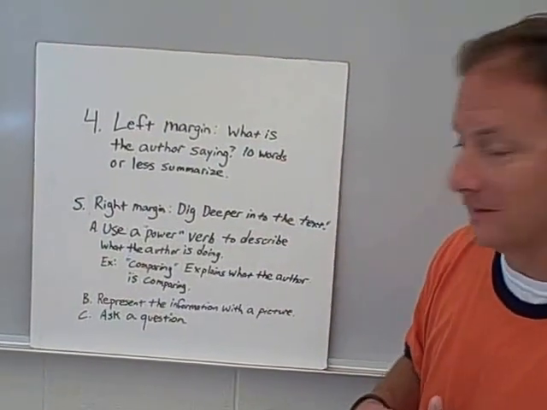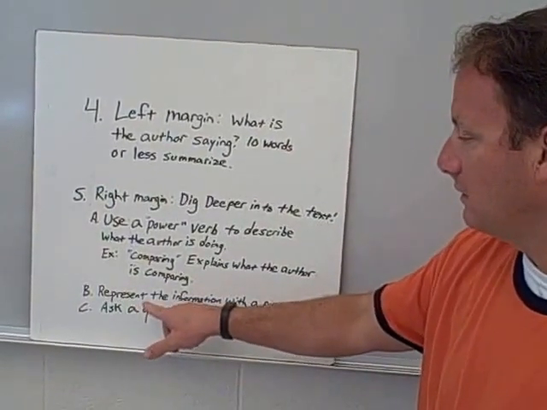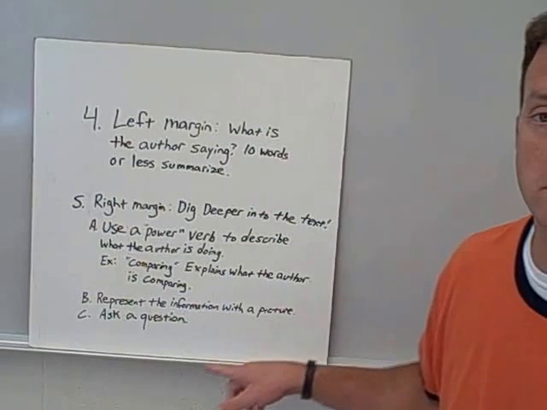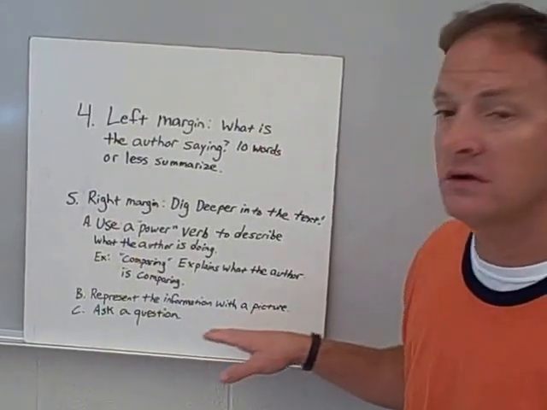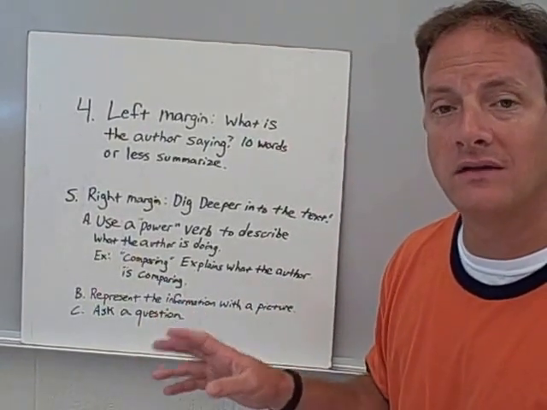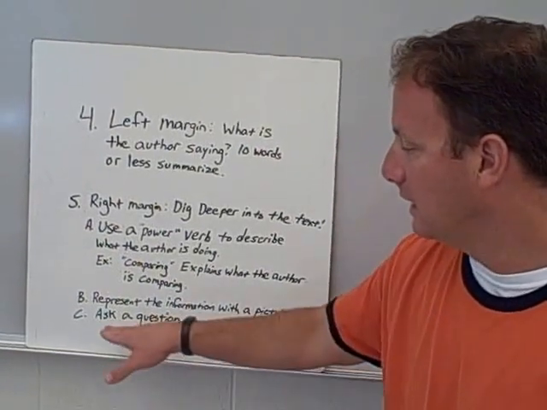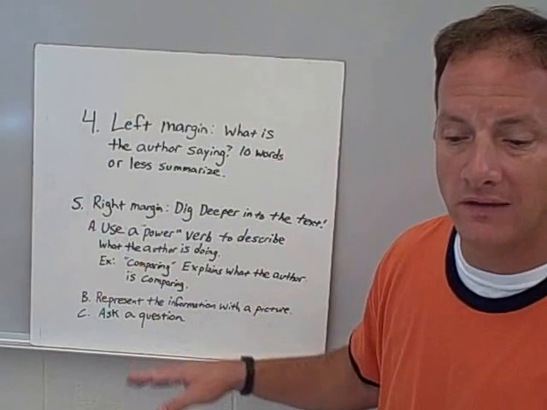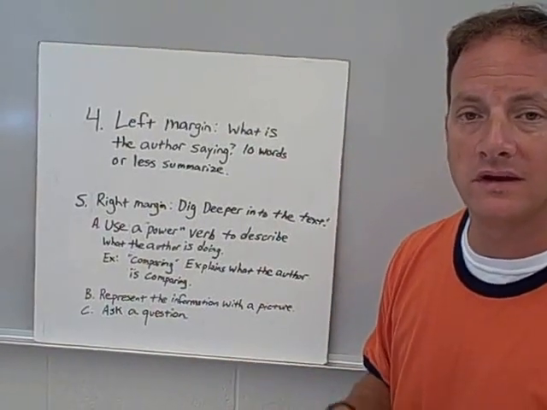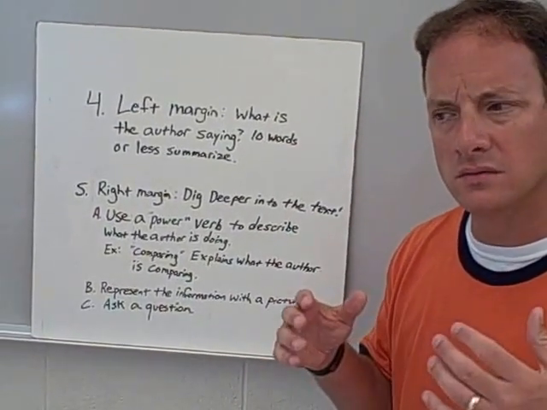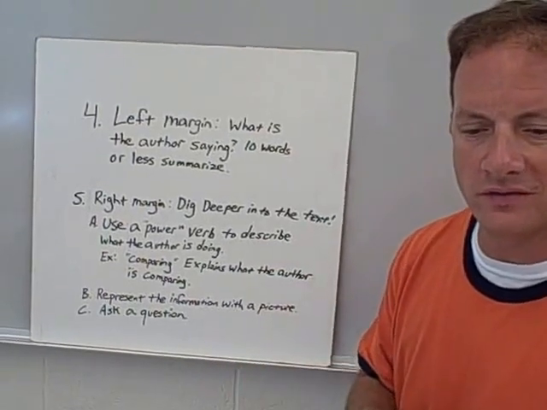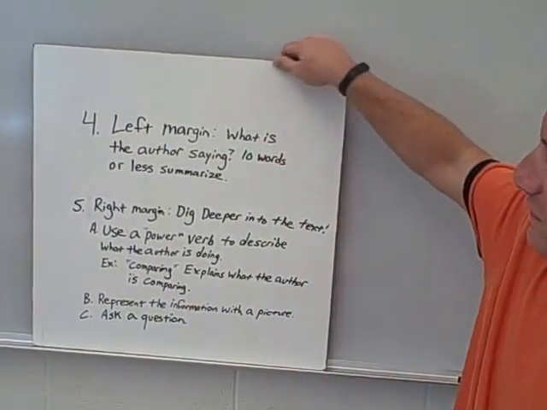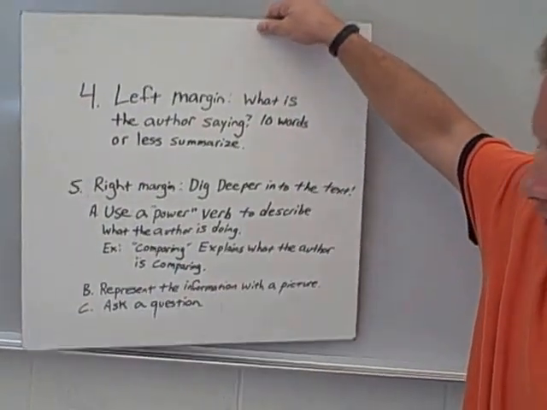The next step is represent the information with a picture. You'll draw a picture on the right-hand side of what's happening in that paragraph. And then to finish it up, you're going to ask a question. After you've read that, you're going to ask yourself a question after that paragraph. Well, I still have a question. What's the author doing here? Okay? So those are the 5 steps I wanted to share with you.